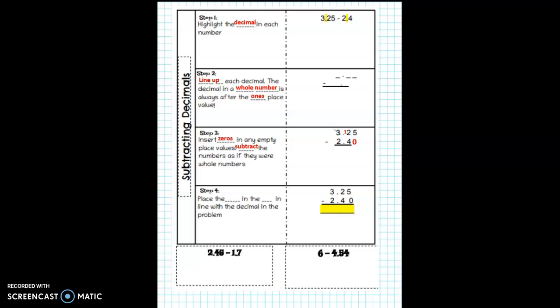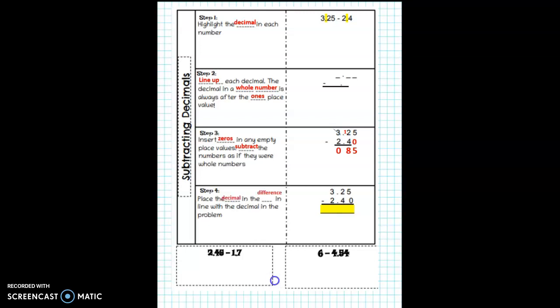We had to borrow from the 3 because the 2 is too small to take 4 away from. When we borrow tens from the 3, we get 12 minus 4. This gives us 0, 8, 5.